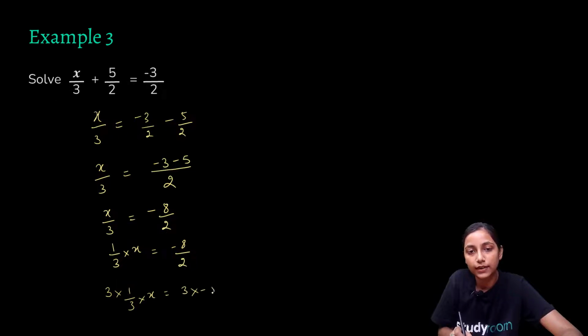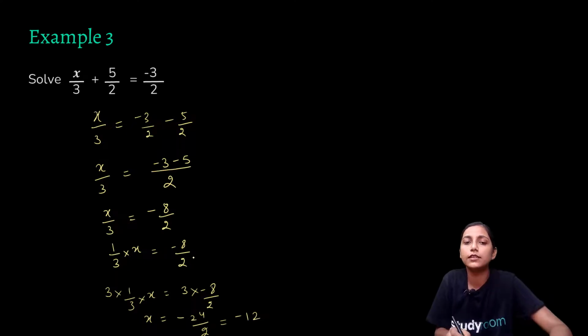3 into minus 8 by 2. What will this be equal to? x equals to minus 8 3s are 24 by 2. We can just simplify it. It will be minus 12. You could have simplified it here also, it would have become minus 4 here.